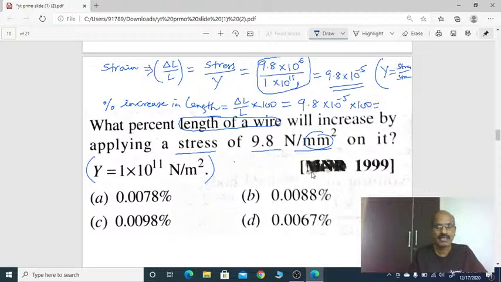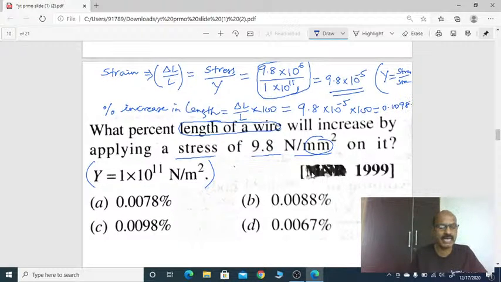You will get 0.0098%. Right, option C is the correct answer. The percentage increase in length. So stress and Young modulus are given, first find strain. So if you get strain, then percentage increase in length is change in length by original length into 100. That's it. You will get option C. Yes. Let us go for the next question.